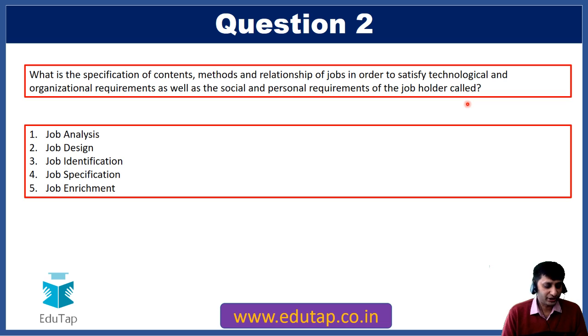So now many people are saying job enrichment. Sinmoy is saying job enrichment. Arvind is saying job enrichment. Subhashiri Panda is saying 4, job specification. So the question is that basically what is that procedure or what is that thing called which specifies how one job relates to the other job, what are the technological requirements or the technology required to perform that job, and how can that job fulfill the social and personal requirements of that job holder.